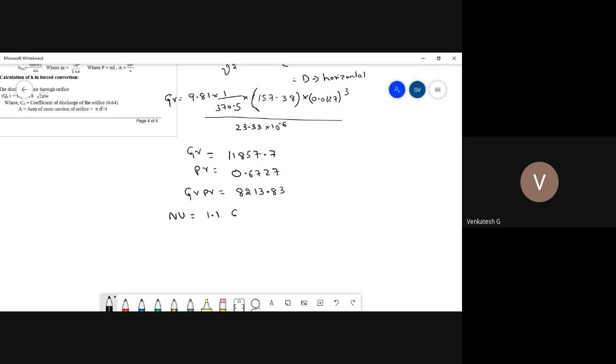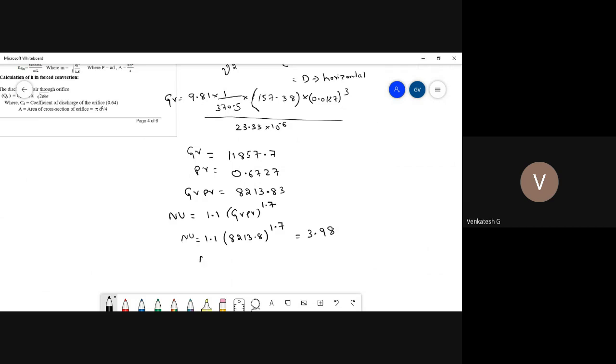1.1 (GrPr) whole power 1.7. So 1.1 into GrPr, which is 8213.8, whole power 1.7. The Nusselt number value we are going to get is 3.98. So this is the Nusselt number value.